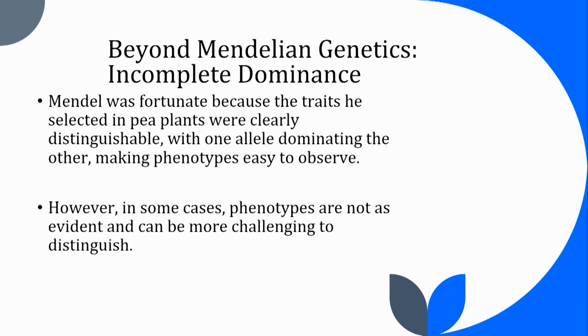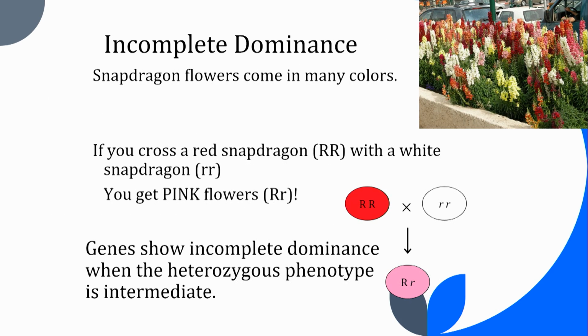But unfortunately, that's more rare than what we're talking about today, these more complex forms of inheritance. These are the more common ones. So in a certain sense, Mendel picked the perfect thing to study in those pea plants, because a lot of the traits, like for animals and humans, are a lot more complex than that. Mendel was fortunate because the traits he selected in pea plants were clearly distinguishable, with one allele dominating the other, making phenotypes easy to observe. However, in most cases, I would say, phenotypes are not as evident and it can be more challenging to distinguish. So here's one of these new types of inheritance patterns.